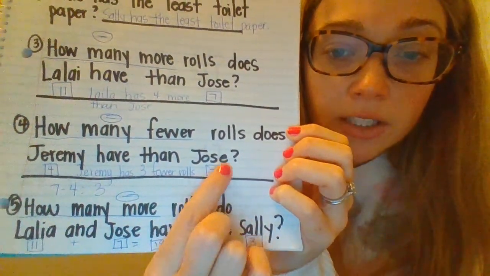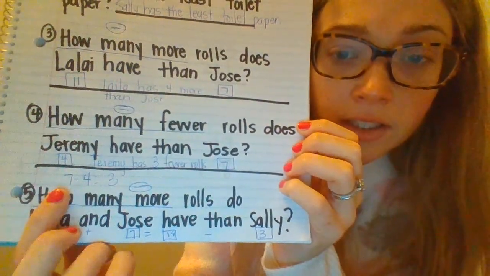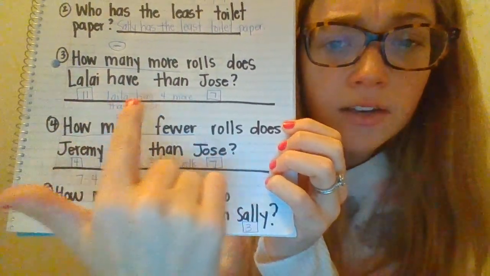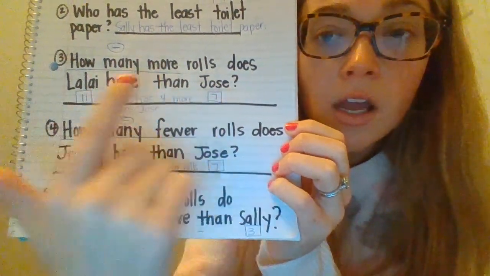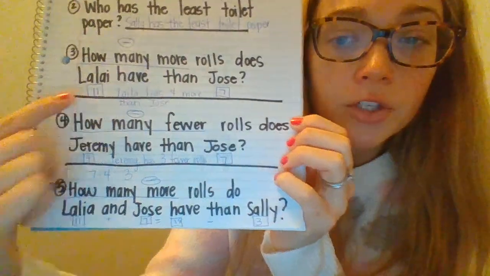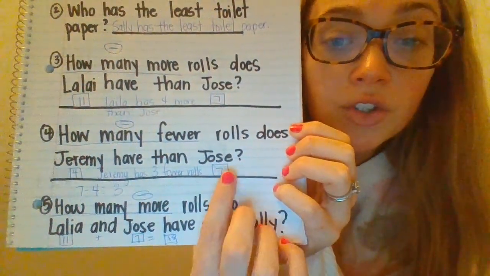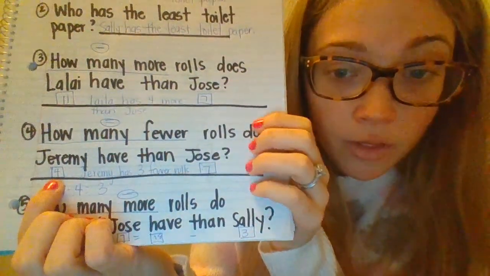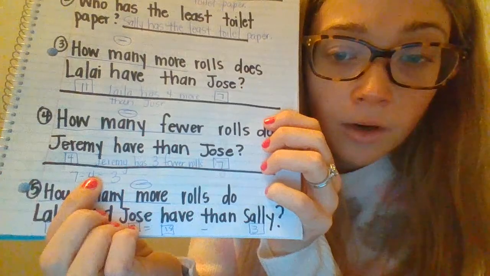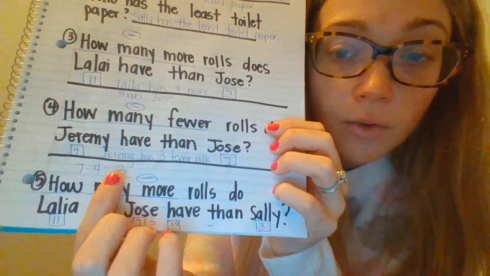Then I put a 7 because Jose had 7 rolls of toilet paper. Now, if you'll look at my number sentence, I wasn't able to do it like I did Layla. With Layla, I didn't have to rearrange my number sentence because I was finding how many more, and my equation started with the largest number. But down here, I'm finding how many fewer. So my equation doesn't start with the largest number. So I had to rethink that. I had to say 7 minus 4, 7 for Jose, 4 for Jeremy, equals 3.